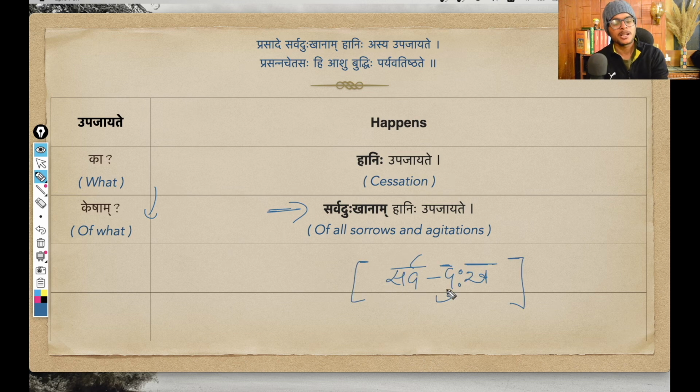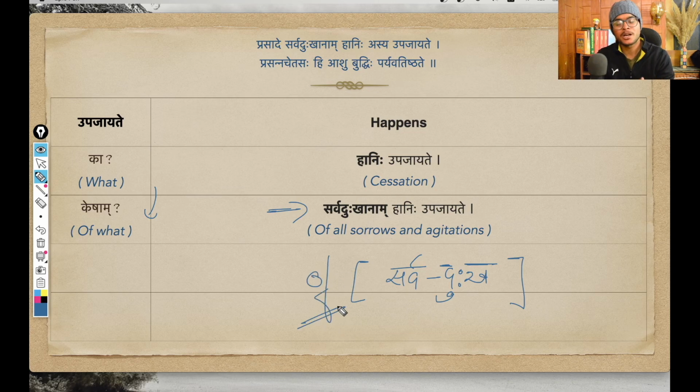So here, Sarva Dukkha, this is the Pratipadika. See, Dukkha Pratipadika we already know. Sarva Dukkha in the sense of Sarvani Dukkhani. Basically, all the sorrows. That is what we are trying to say here. Okay, Sarva Dukkha, all the sorrows. So that is the Pratipadika. And we want to say the cessation of all sorrows.